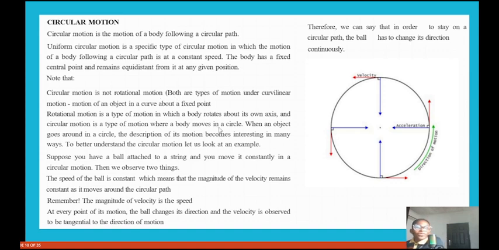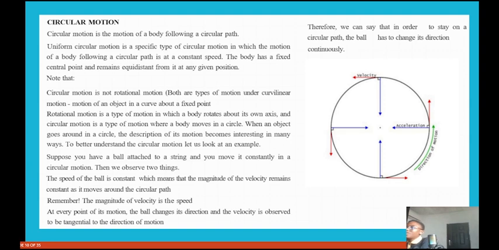Rotational motion is a type of motion in which a body rotates about its own axis. Circular motion is a type of motion where a body moves in a circle. That's the difference. A body just moving in a circle is circular motion, but rotational motion is when a body rotates about its own axis. It has an axis and it is rotating about it, and that is what is called rotational motion.